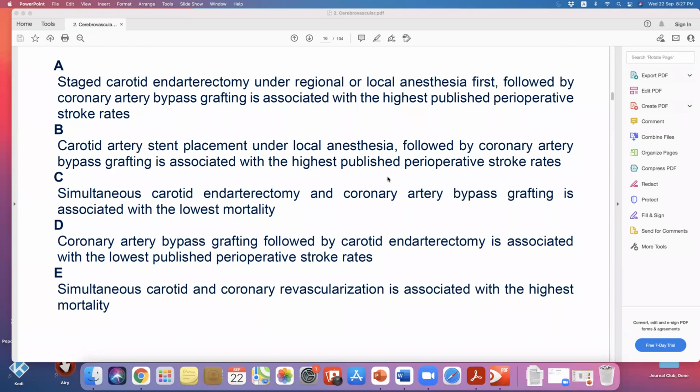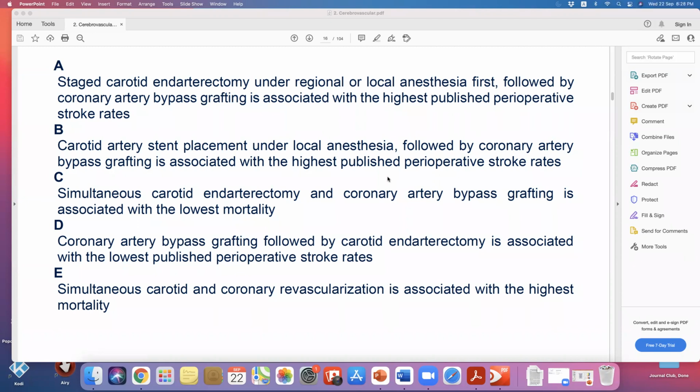Option C: simultaneous carotid endarterectomy and coronary artery bypass grafting is associated with the lowest mortality. Not really. This data showed the opposite. I don't know why, but they said it's the highest mortality if you do them together. This is the reason the cardiac surgeons are fighting with us with this new data. So it's the opposite.